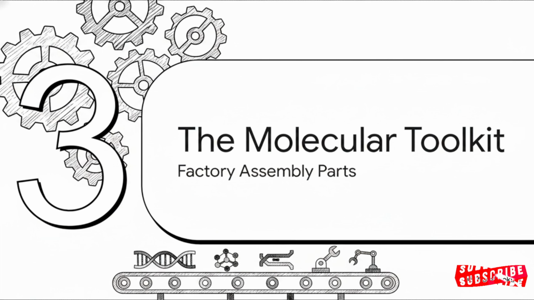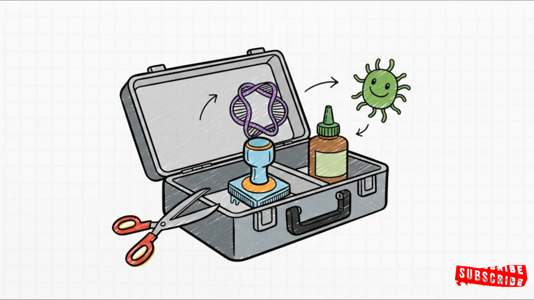All right, let's jump into part 3, the molecular toolkit. These are our factory assembly parts. So to build anything on a microscopic scale, you're going to need highly specific, incredibly reliable tools. In fact, there are exactly 5 key tools required for recombinant DNA technology. We've got restriction enzymes, polymerase enzymes, ligases, vectors, and the host organisms themselves. And make no mistake here, this is a strict recipe. If even one of these 5 tools is missing from our toolkit, the entire assembly line completely shuts down.